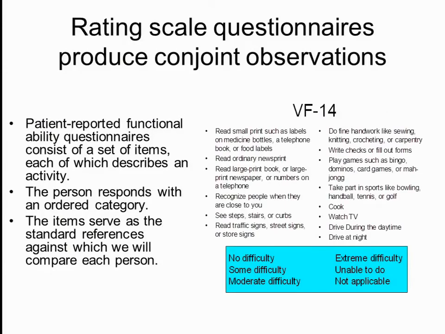Okay, so just to remind you, patient reported measures come in the form of a functional ability questionnaire. In my field, visual function measures, one of the popular instruments is the VF14. They're simply 14 items that describe everyday activities. The patient assigns a rating from no difficulty up through unable to do, and then has the option of saying not applicable, which is treated as missing data.